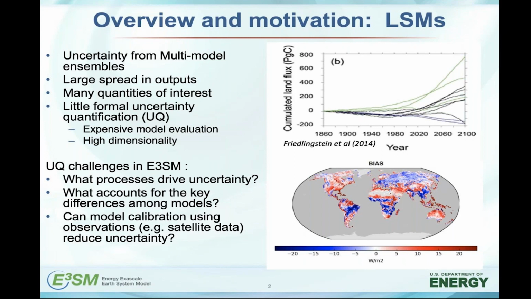And so some of the particular challenges that we have is trying to determine what processes drive the uncertainty in the outputs. And so on the lower right there is just an example of an ILAMB diagnostic, latent heat flux and the bias patterns that we see in ELM compared to observations. Also, what accounts for key differences among models, something that's difficult to determine when we have different models from different groups using different model structures and different parameters. So we're also interested in determining whether model calibration can help us reduce uncertainty, and so a more formal process to integrate models and data together.